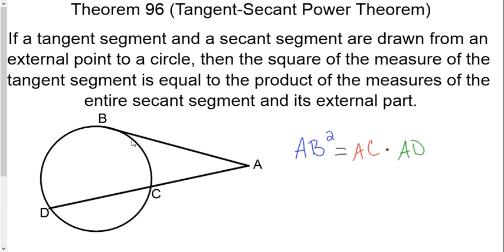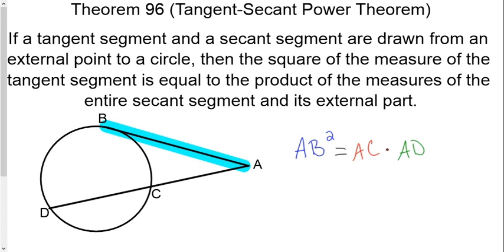Again, big mouthful, but don't worry, I will explain it afterwards. It is saying if a tangent segment and a secant segment are drawn from an external point to a circle, then the square of the measure of the tangent segment is equal to the product of the measures of the entire secant segment and its external part. What that actually just said, because that was a mouthful, was that AB squared.